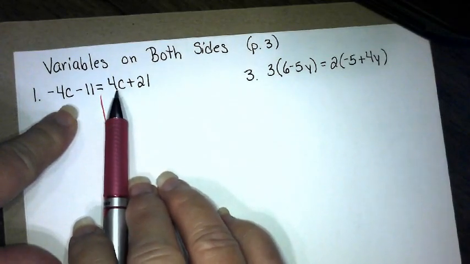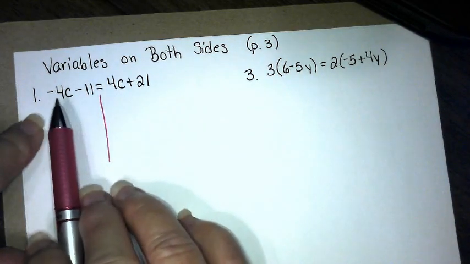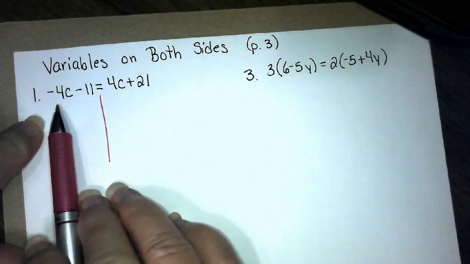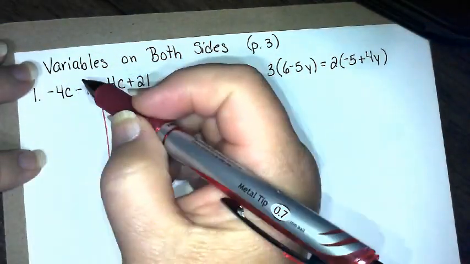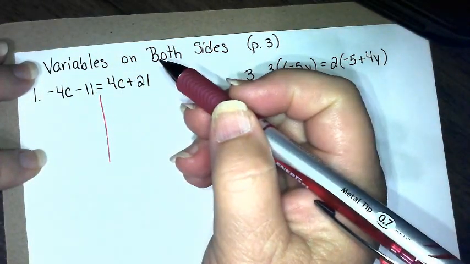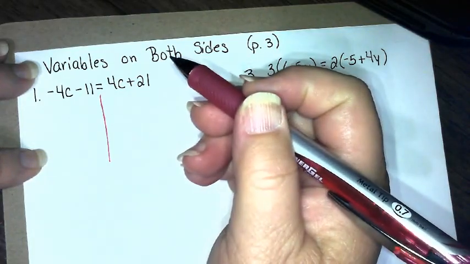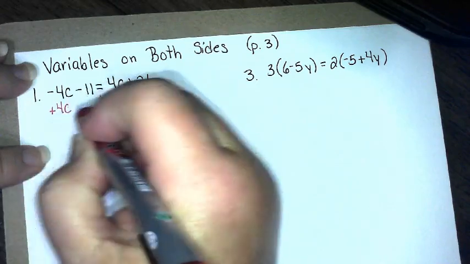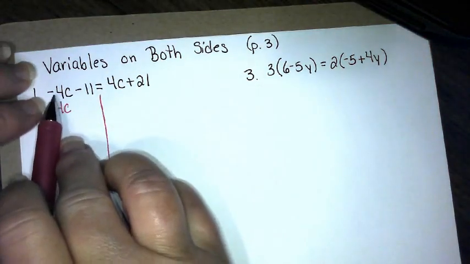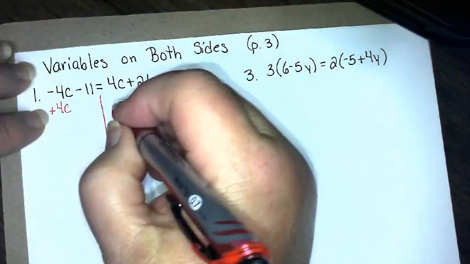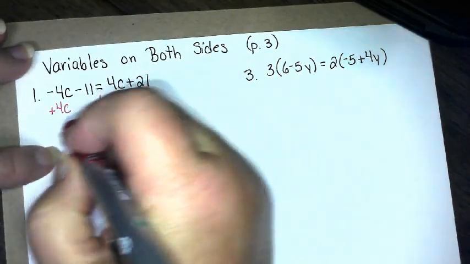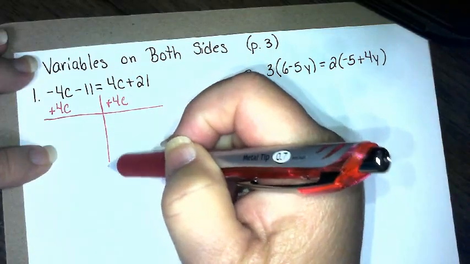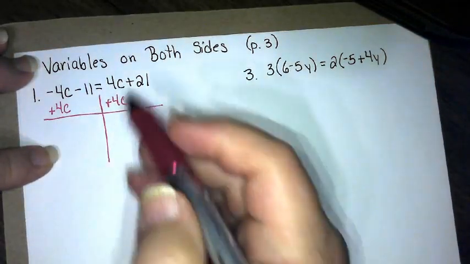You can choose either way. You can choose to move the 4c to the other side with this one, or you can move the negative 4c to this side. I'm going to move the negative 4c because I want my coefficient, the number in front of the variable, to stay positive. That's just a preference. You don't have to do that. So I'm going to cancel out the negative 4c by adding 4c to both sides of the equal sign.